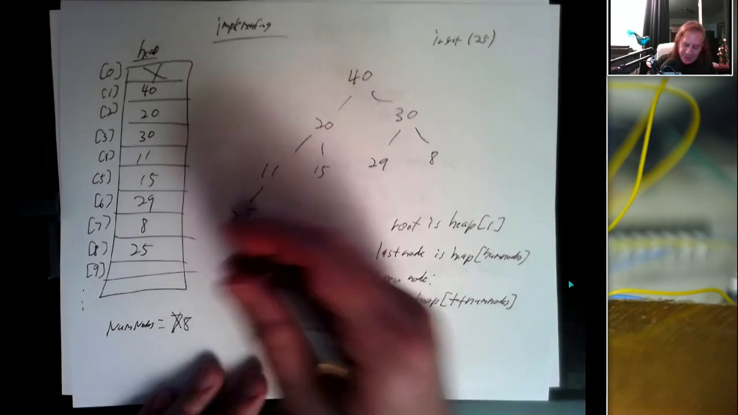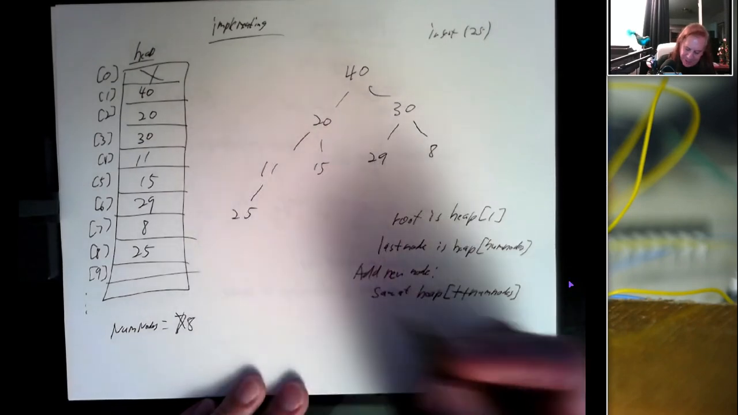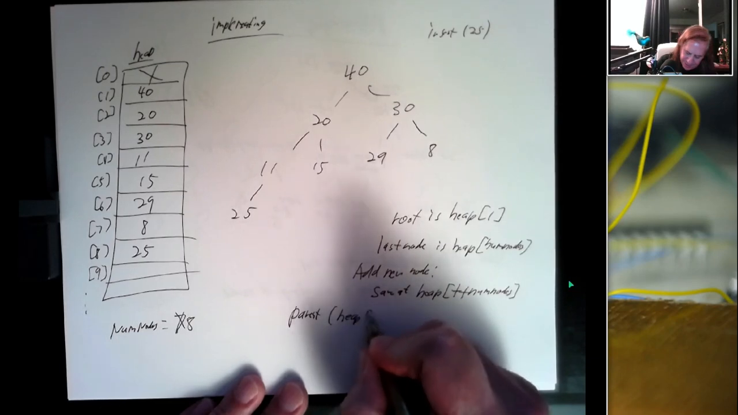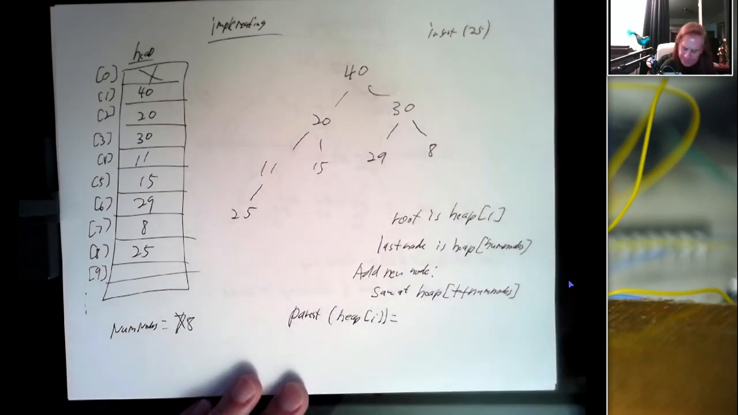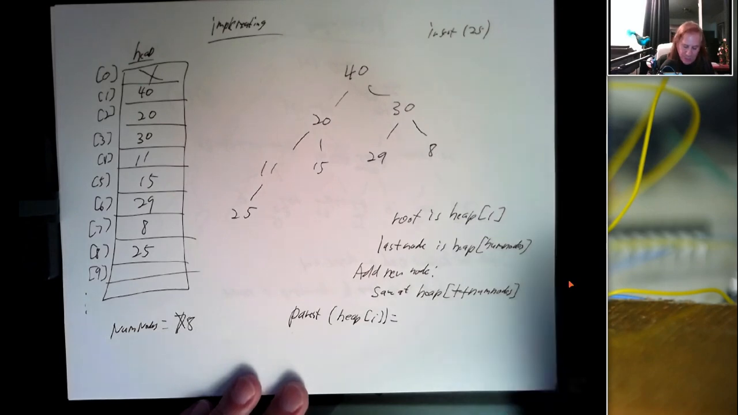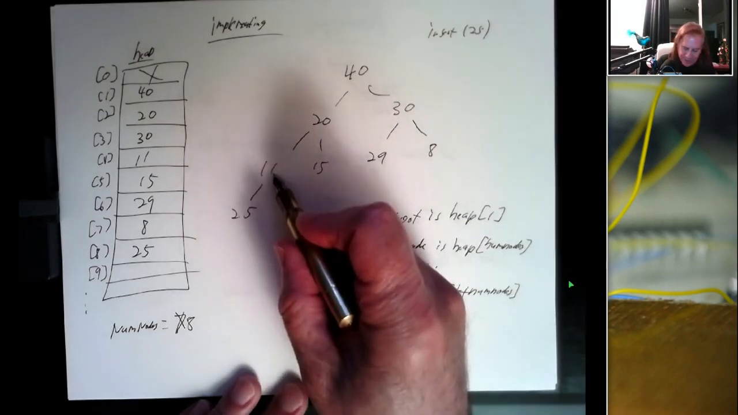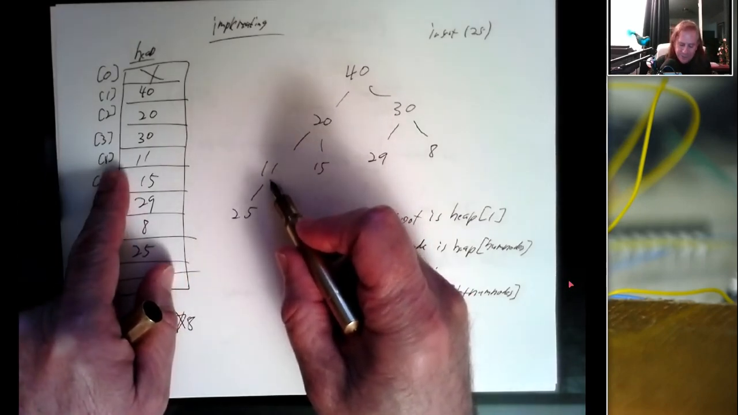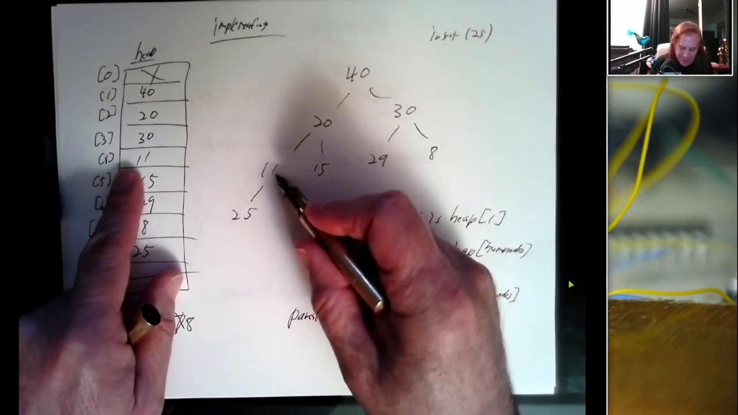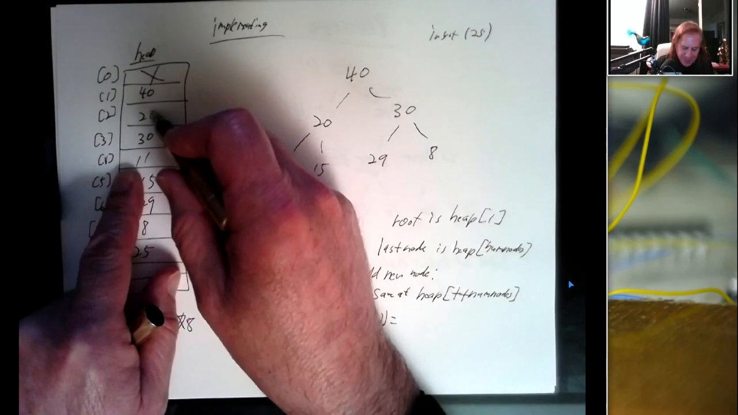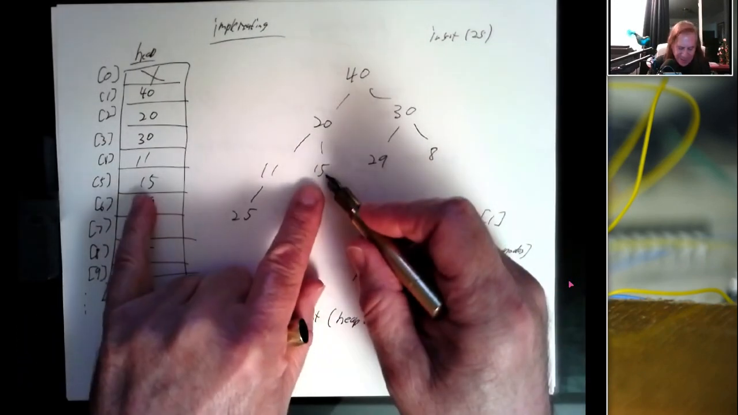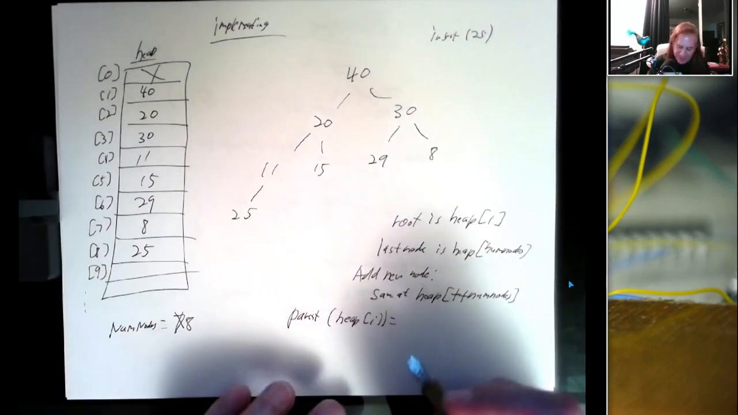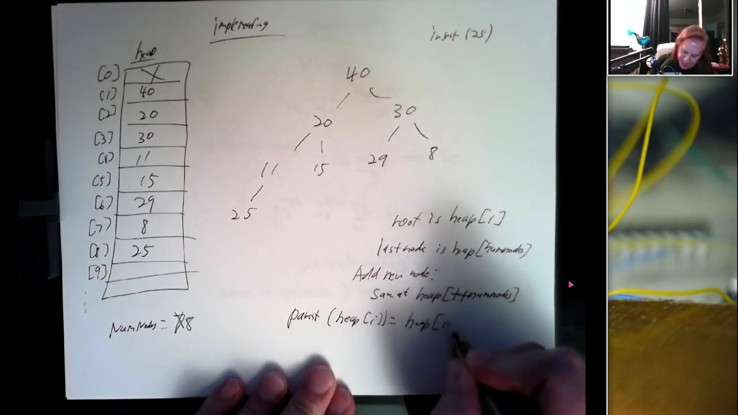Alright, remember I have to upheap. So I need to be able to find my parent. So the parent of heap[i] is what? Well, this node is heap[8]. Its parent is heap[4]. 11 is heap[4]. Its parent, 20, is heap[2]. And this node 15 is heap[5], and its parent is also heap[2]. So the parent of heap[i] is just heap[i/2].